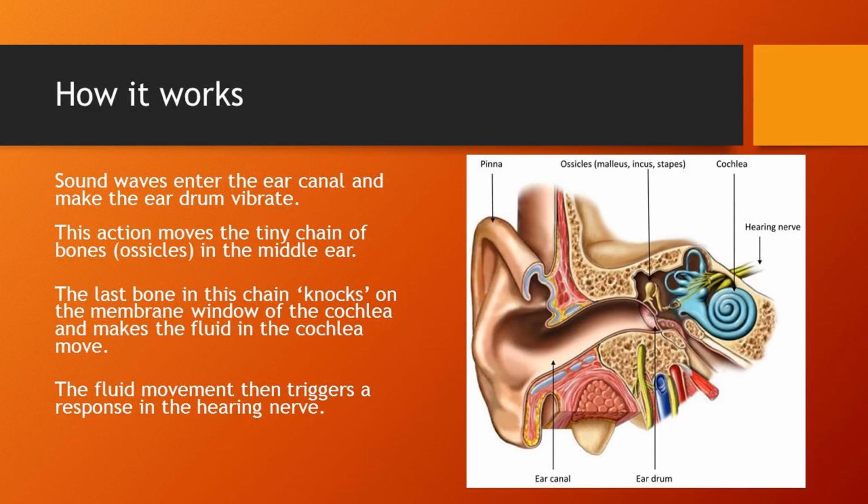Here's a simple explanation of how the ear works. Sound waves enter the ear canal and make the eardrum vibrate. This action moves the tiny chain of bones, the ossicles, remember those are the hammer, anvil, and stirrups, in the middle ear. The last bone in this chain knocks on the membrane window of the cochlea and makes the fluid in the cochlea move. The fluid movement then triggers a response in the hearing nerve.